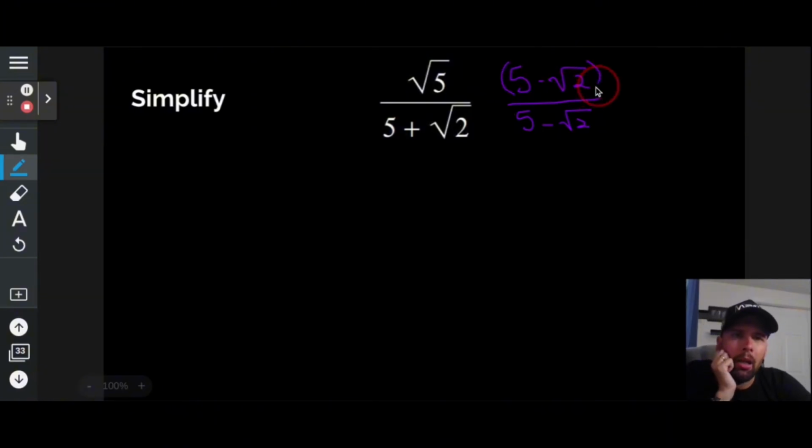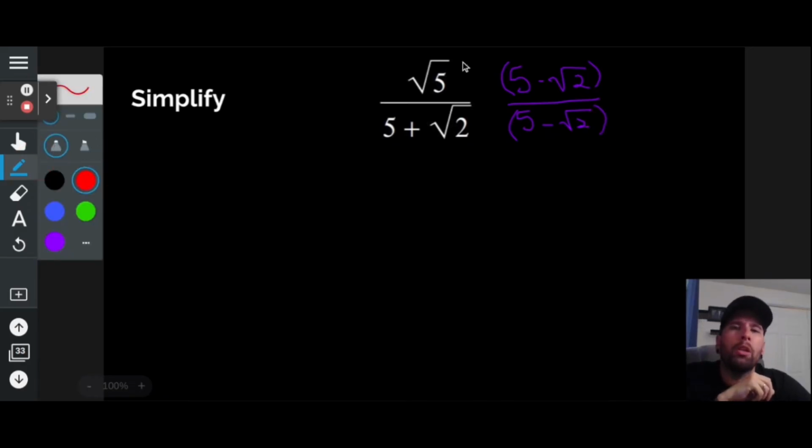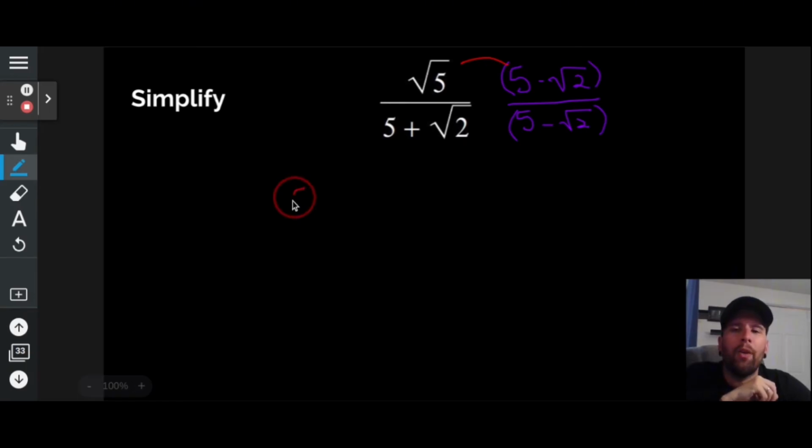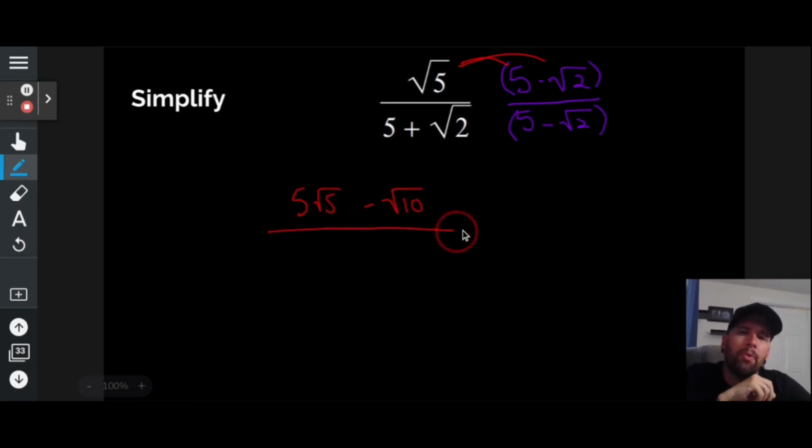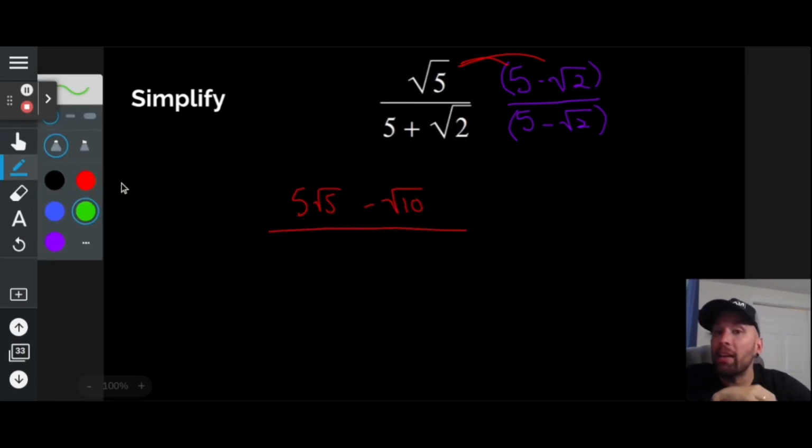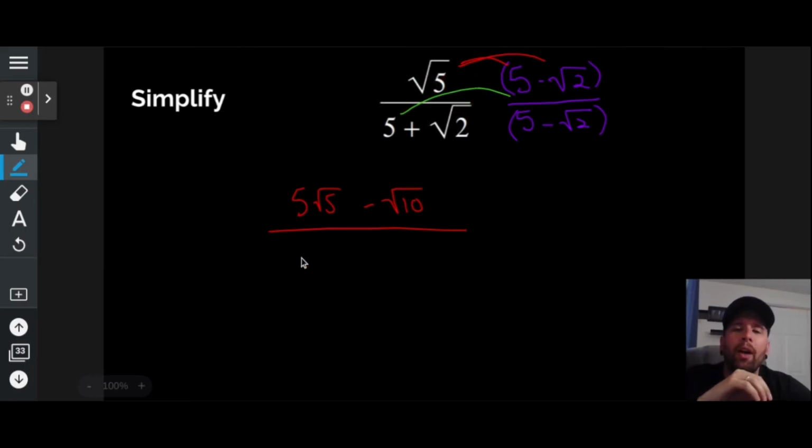So the top guy is distributed property, and the bottom guy is FOIL. So the top guy is going to be root 5 times 5, so 5 root 5. Root 5 times negative root 2, so minus root 10. The bottom is FOIL. Magical things are going to happen. 5 times 5 is 25. 5 times negative root 2 is negative 5 root 2. Root 2 times 5 is positive 5 root 2.